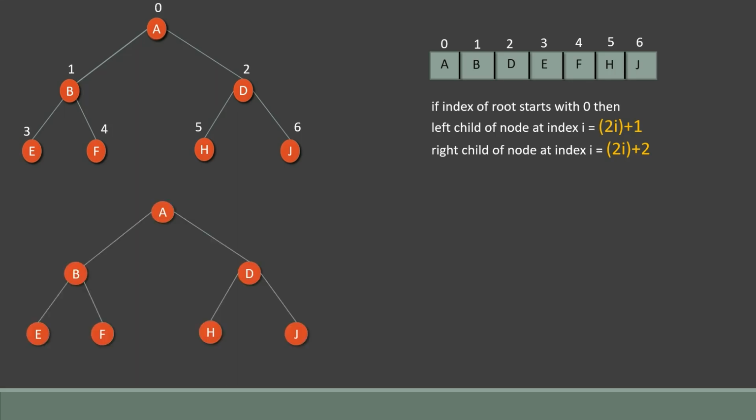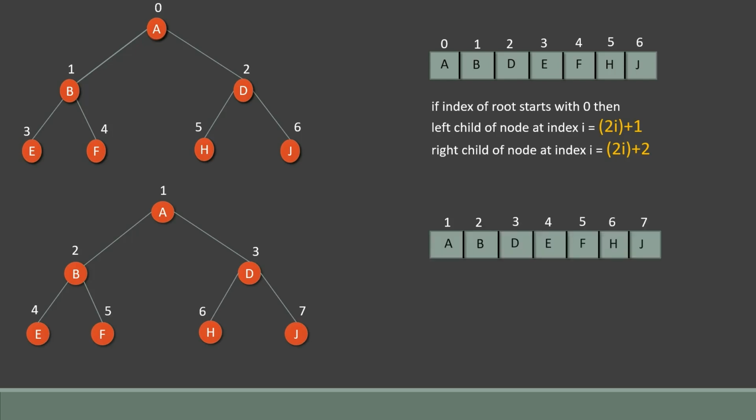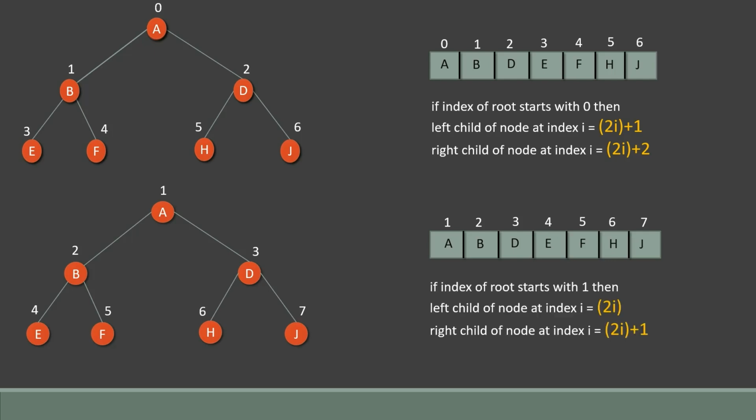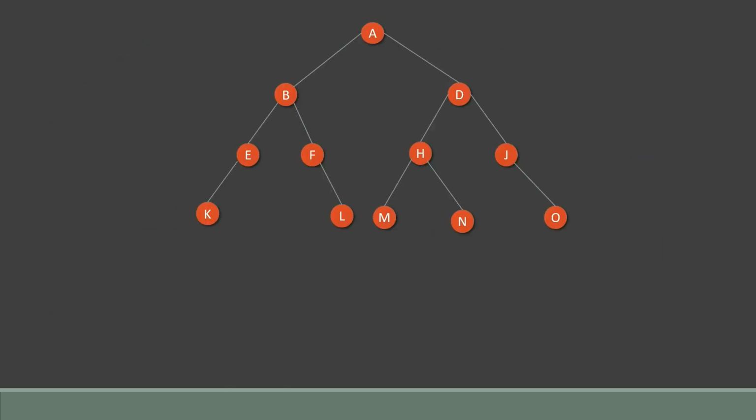Similarly, let's take one more example in which the index of the root starts with 1. We'll just number it from left to right and represent it using an array, and then the formula gets changed. If the index of the root starts with 1, then the left child of the node at index I will be 2i, and the right child will be 2 of I plus 1. Let's take one more example.